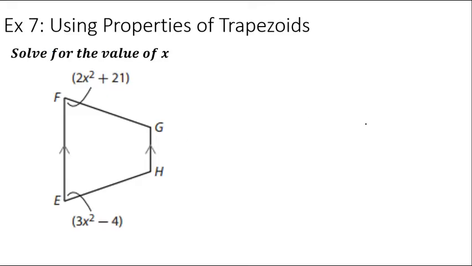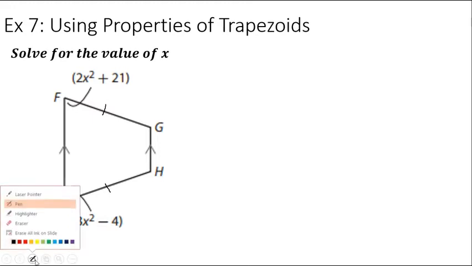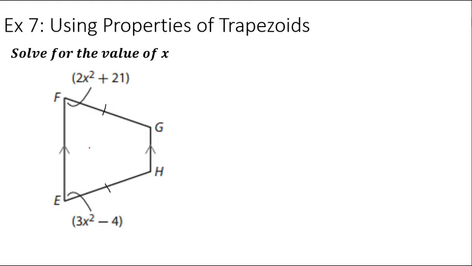Okay, example 7. So here again, using properties of trapezoids, solve for the value of x. So what we have here is an isosceles trapezoid. So mark that right there. Okay, so in an isosceles trapezoid, the angles are congruent. So that means this angle and this angle are congruent to each other. So what I do there, I just set them equal to each other. So 2x squared plus 21 equals 3x squared minus 4.